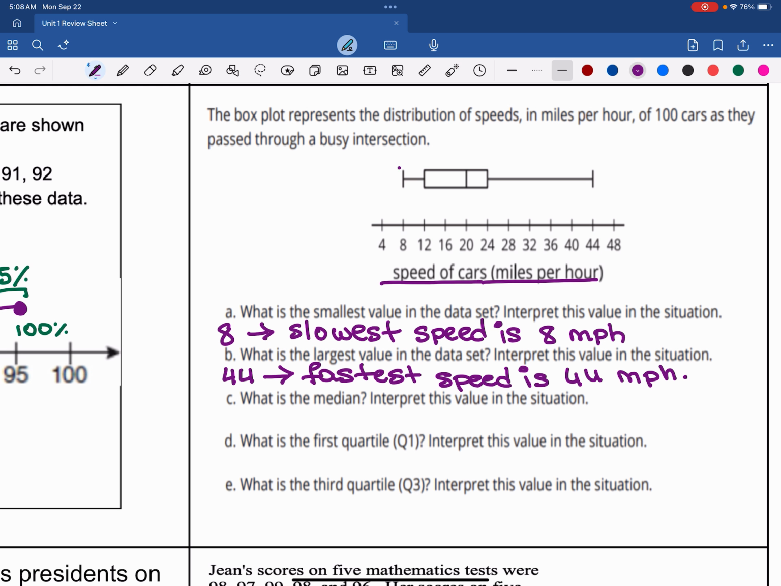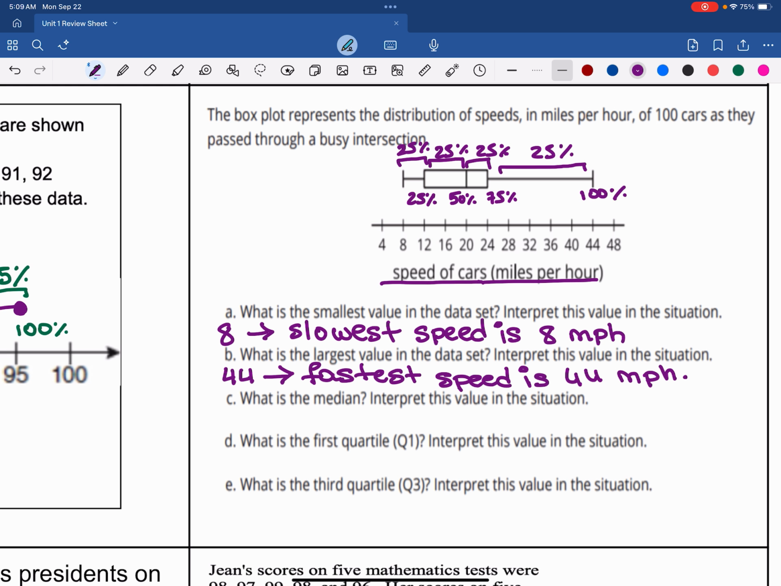We know that each part of our box plot, or each quartile, is 25%. And if you look at it cumulatively, Q1 is 25%. Q2, or the median, is 50%. Q3 is 75%. And our max represents the 100% point.